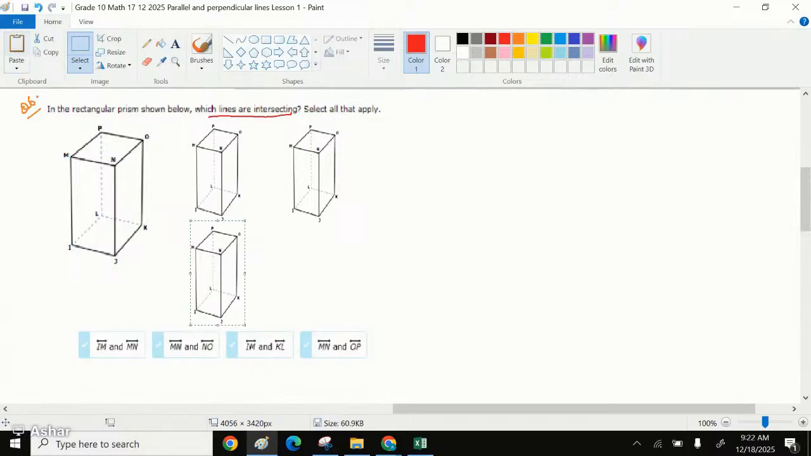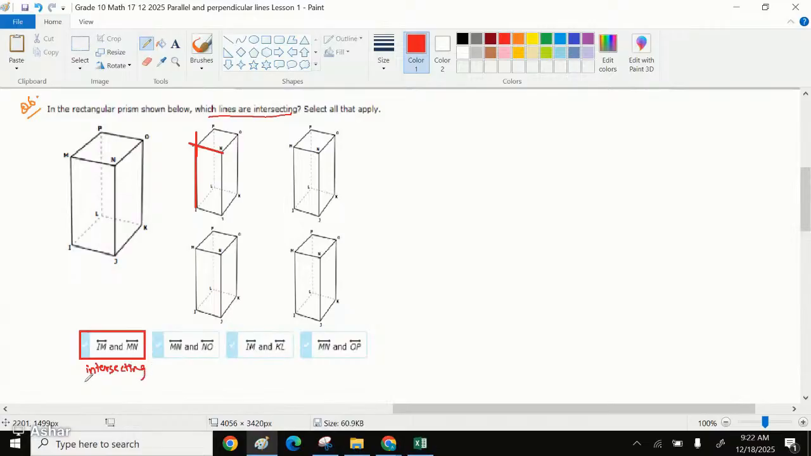3 and the fourth. Okay. So if we start off with the first one, that is IM and MN. Where can we find IM? We can say this is IM and this is MN. That means these two lines are intersecting. Agreed.